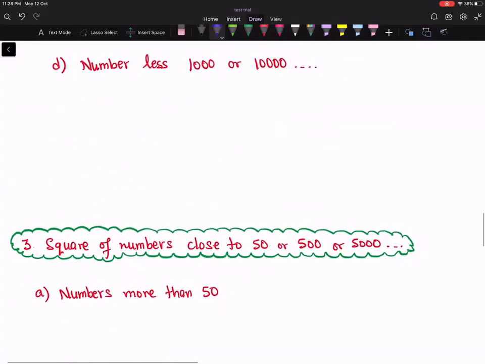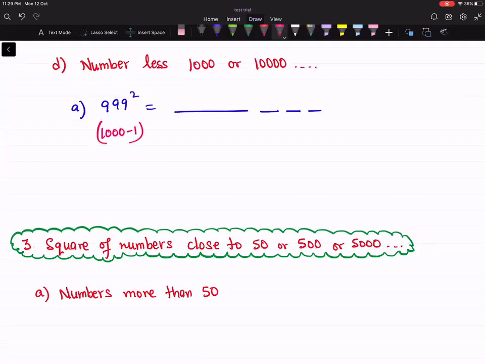So if a number is less than 1000 or 10,000, it is exactly the same. The only thing is the rightmost digits, instead of 2, will become 3 or 4. So if I'm interested in 999 square, this will be in two parts. That's the leftmost part and the rightmost will be 3 digits. 999 is 1000 minus 1. So this part is guided by 1 square and this part is 999 minus 1. So my answer will be 998001. That's my square, right?